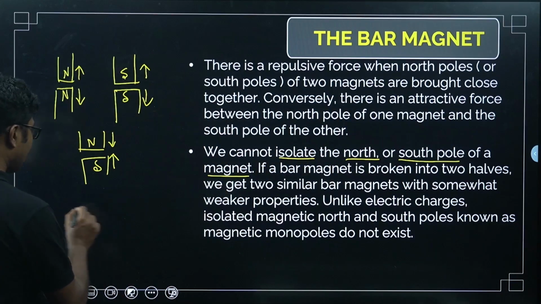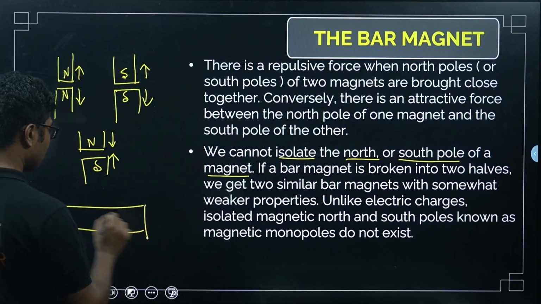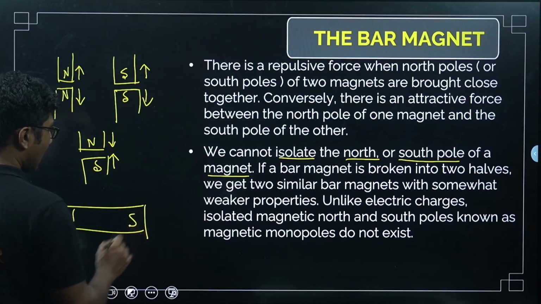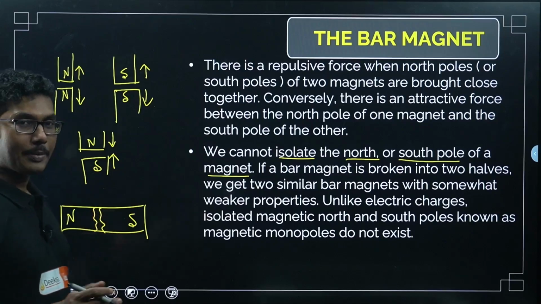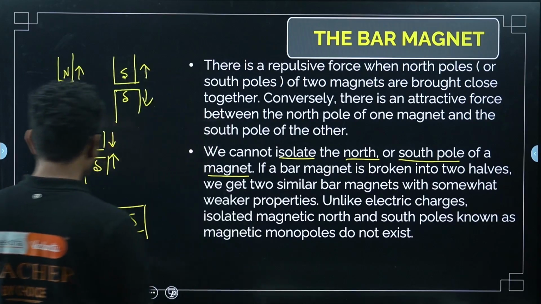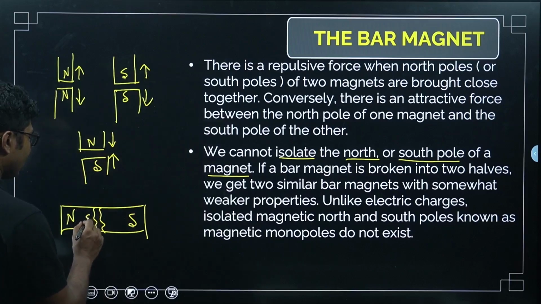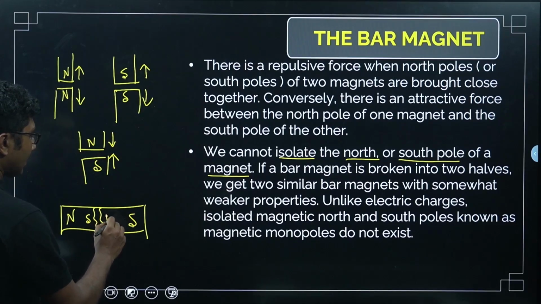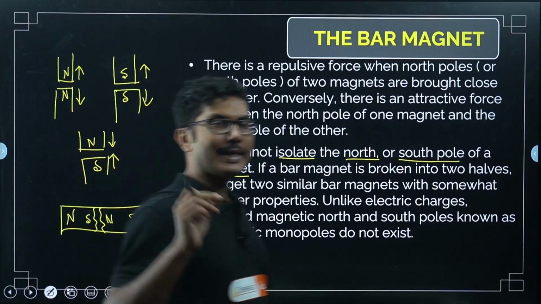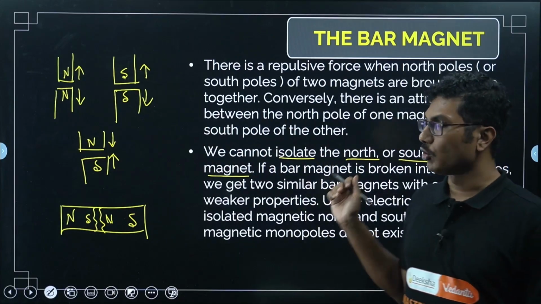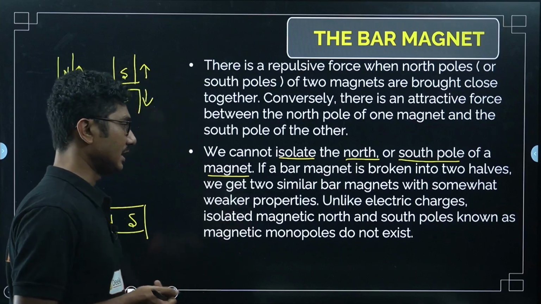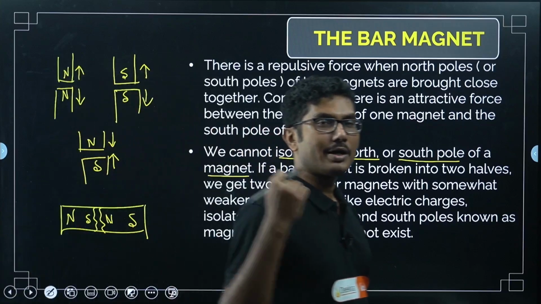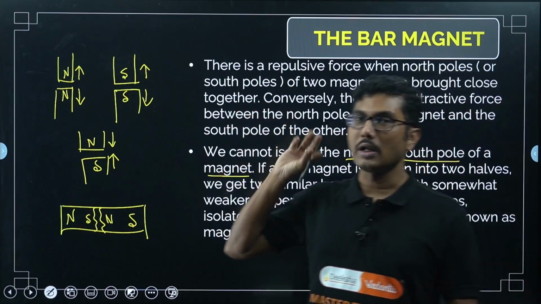For example, even if we have a north and south pole, you might think that if I break it from here, I make 2 separate poles. That is not possible. As soon as you break it, here a new south pole will appear and here a new north pole will appear. So a magnetic monopole, it is called a magnetic monopole, is an ideal, imaginary thing which cannot exist in nature. A magnetic monopole cannot exist in nature. A magnetic monopole means only north.